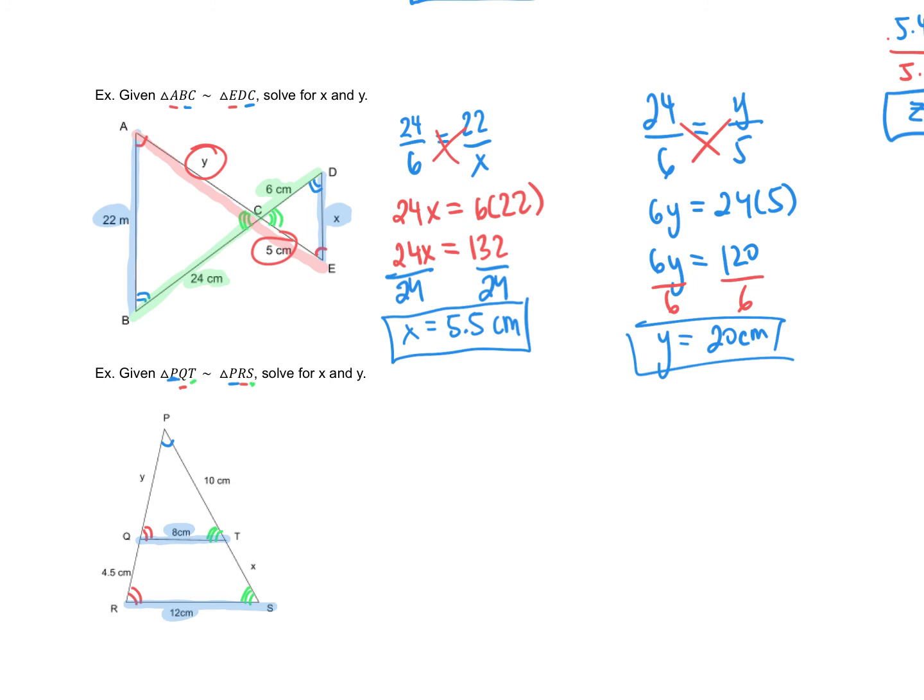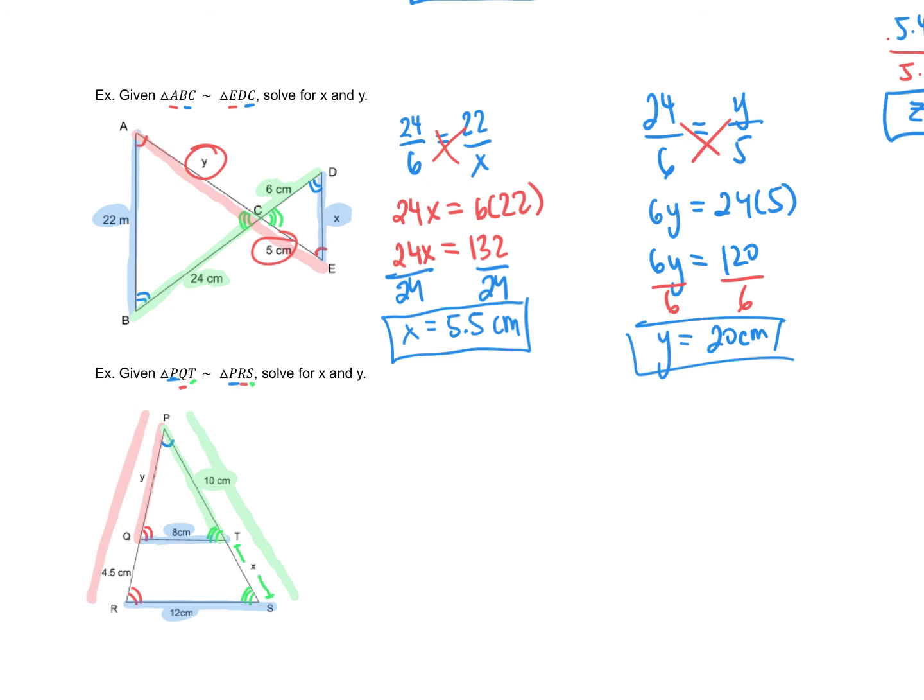And then QP, which is Y, matches RP. And I'm going to highlight that entire side length of RP so that I don't mess up in the future. And then the 10, so PT, matches PS. Now please keep in mind here that this 10 does not correspond to X because X is not the entire side length. X is only this little portion here.